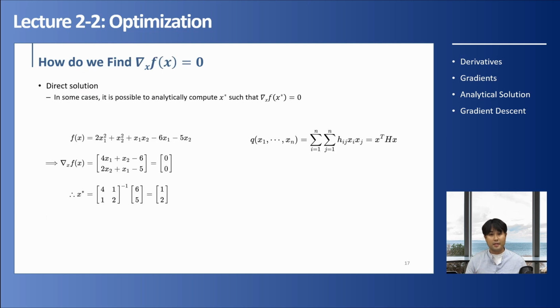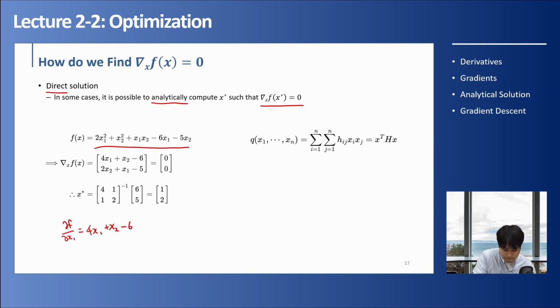With this in mind, let's take a look at an actual optimization problem. So in the first case, we'll be looking at a problem in which we can find the direct solution by analytically computing the optimal solution. And again, we can do this by finding the point at which the gradient is equal to 0. Let's assume that this is our given function, and if we take the partial derivative with respect to each dimension, we first have this, and this.